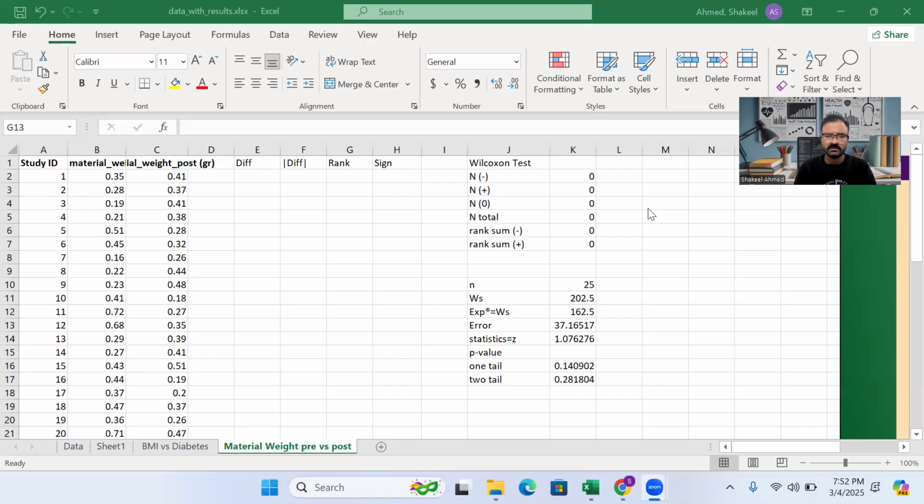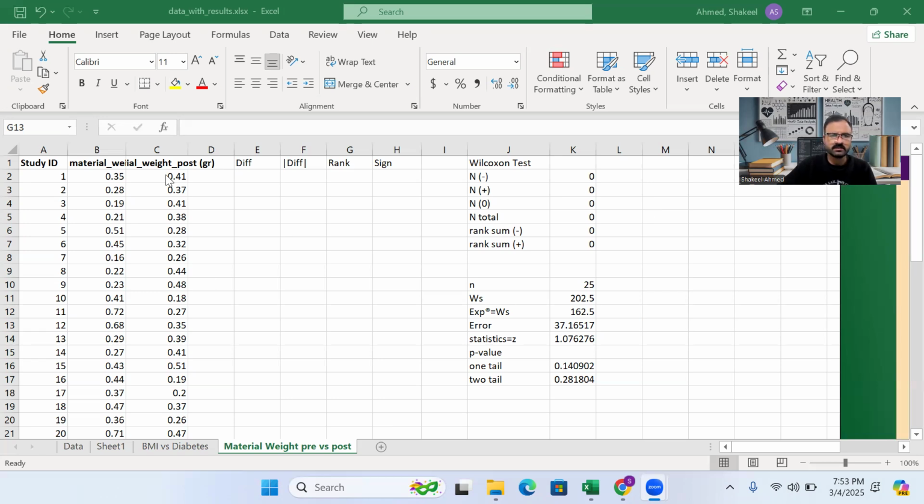This is Shakil Ahmed. In this tutorial, we will discuss the Wilcoxon Signed Rank Test, that is an alternate to the paired sample t-test, but the hypothesis is a little bit different. In this case, in null hypothesis, we assume that the two data sets are same, the two distributions are same, rather than saying the two means are same. And the alternative hypothesis says that the pre and post data have different distributions.